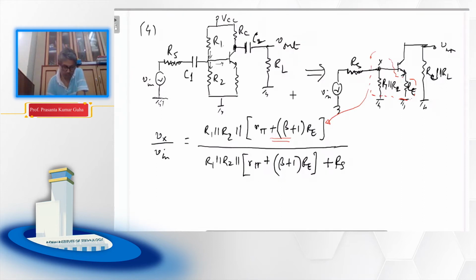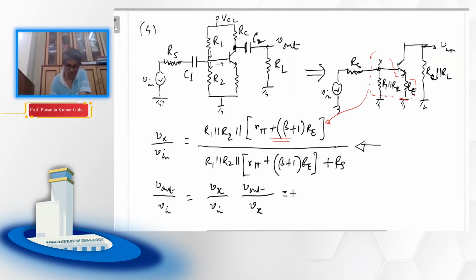Now similarly you can write V out over V in. That can be written as Vx over V in times V out over Vx, right? Now Vx over V in is this quantity, and V out over Vx is already known to us.